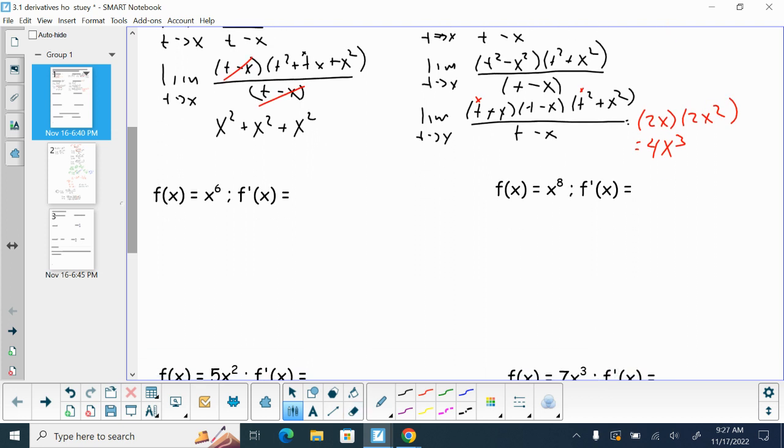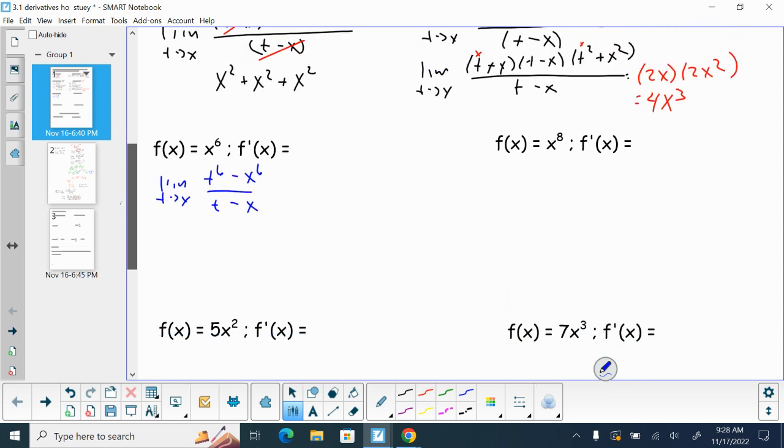If we take a look at x to the sixth, we have the limit as t is approaching x of t to the sixth minus x to the sixth over t minus x. Well, this is the difference of perfect squares. It's also the difference of perfect cubes. I could use either one of them. Let's see, what do I feel like today? We'll go to the difference of perfect squares to begin with.